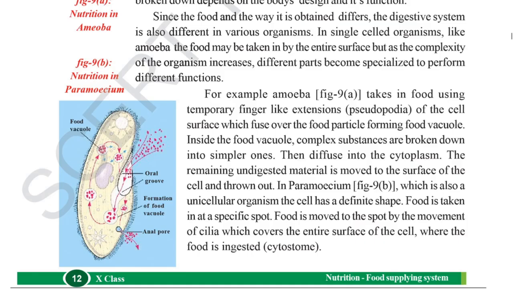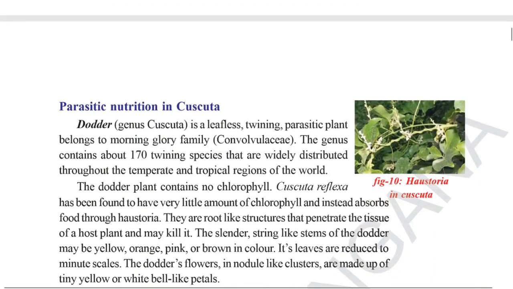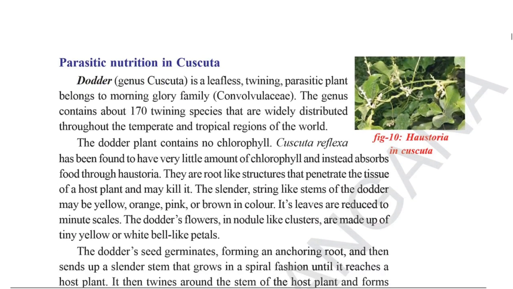And these are the formation of food vacuole, oral groove and a food vacuole. Okay, these are the reactions taking place. And the parasitic nutrition: the plants which are dependent on others, which take the food of other plants, are known as parasitic organisms. Here they have taken an example of a dodder, genus Cuscuta.